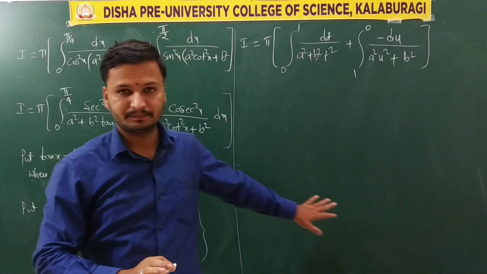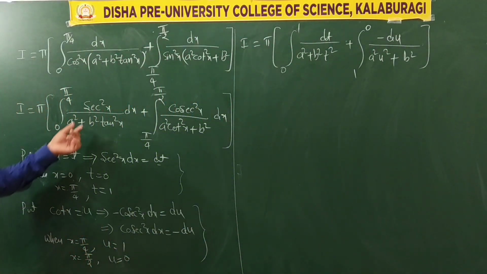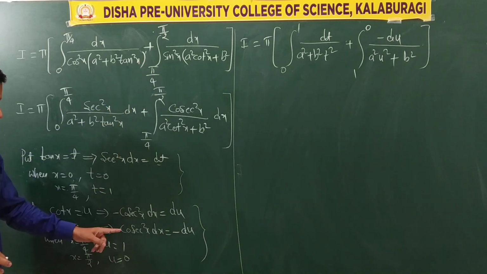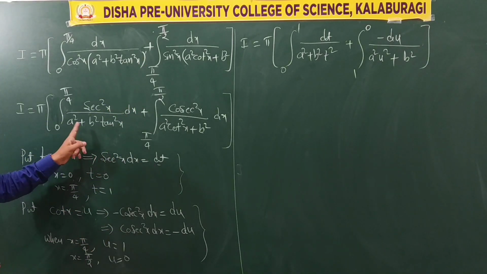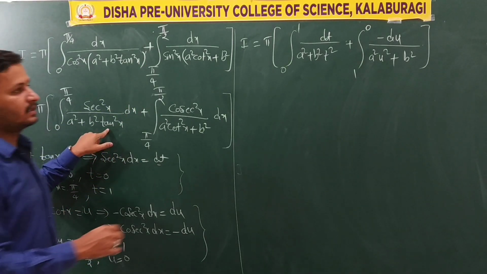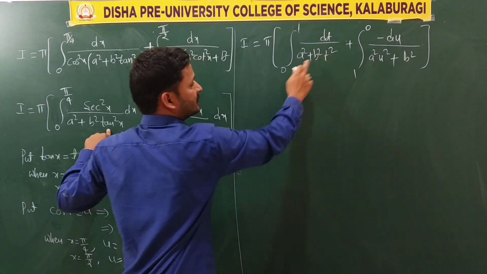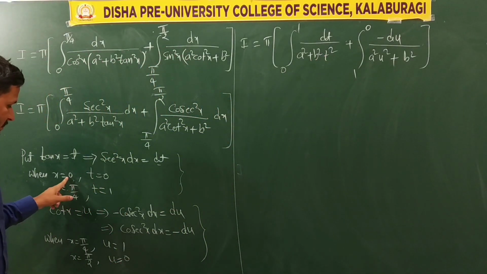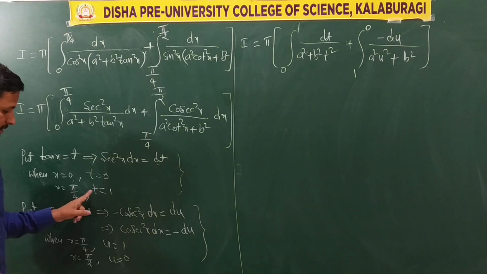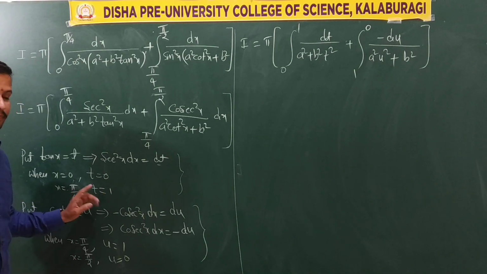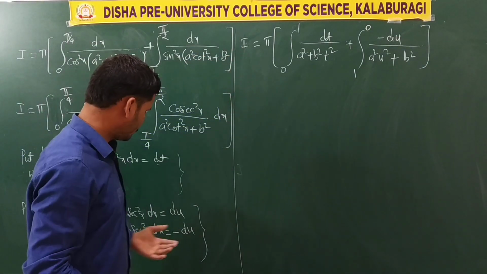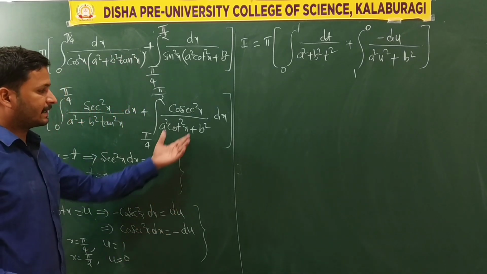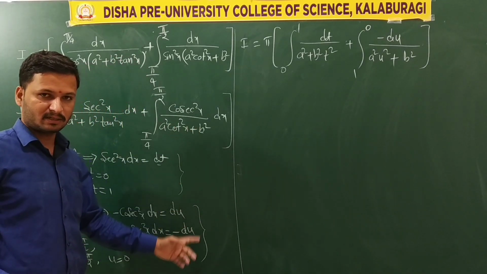Here secant square x dx is dt, then a square plus b square, tan x is t, so t square. The limits are 0 to 1: when x equals 0, t is 0, and when x equals pi by 4, t is 1. Similarly, the second integral is done.